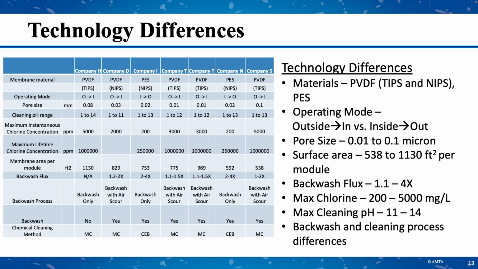And then you've got differences in the cleaning pH range, as well as chlorine tolerance, and also a big range on the surface area, in these examples here, from 538 square feet up to 1,130 square feet. So again, there are certainly differences that don't make it obvious necessarily that you'd be able to come up with a system to accommodate all these technologies. Next slide, please.